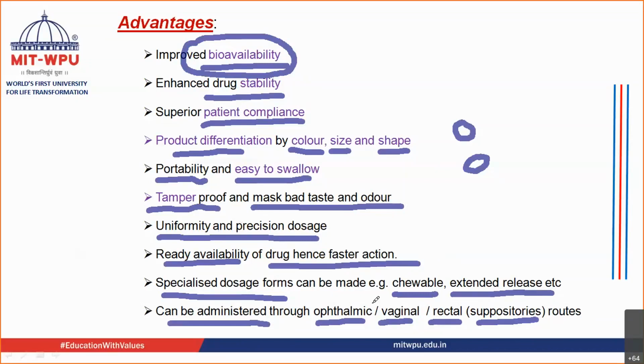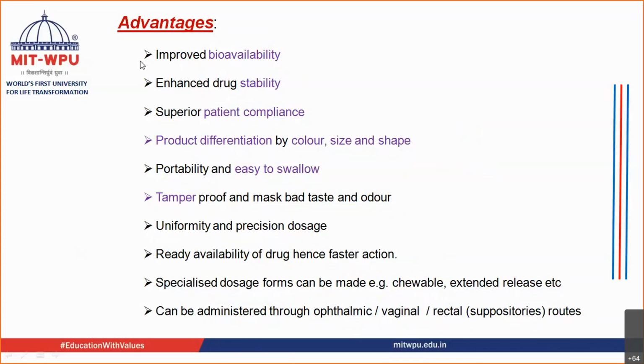It can be administered by different routes. You can give soft gelatin capsules through the ophthalmic route. As I told you, conjunctivitis soft gelatin capsules are very famous. You can give them through vaginal routes, or also through rectal routes in the form of suppositories. So these soft gelatin capsules can be administered by different routes. These are some of the advantages of soft gelatin capsules.